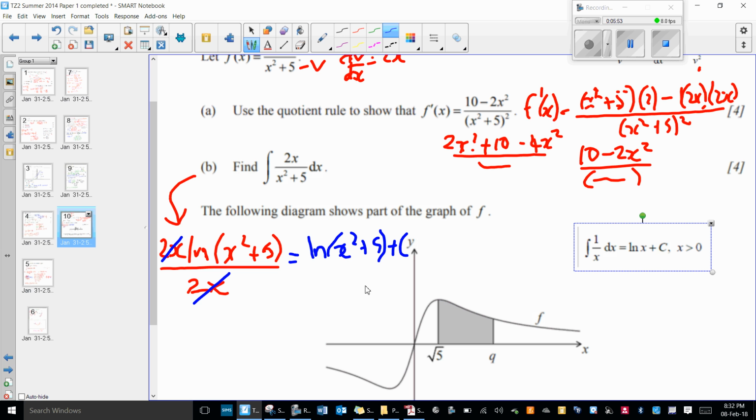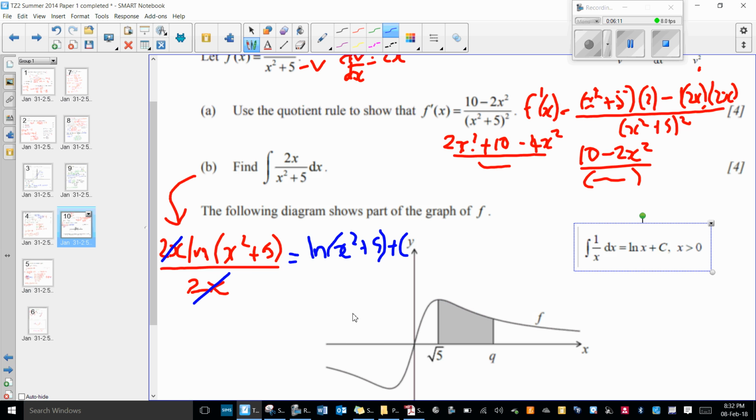Okay, so this function here, similar to this, it's a 1 over, or in this case it's a 2x over, so we leave the 2x there, integrate as though it were just x, so it's ln, but then have to divide by the derivative of what's inside the bracket, which was the 2x, and then they cancel.